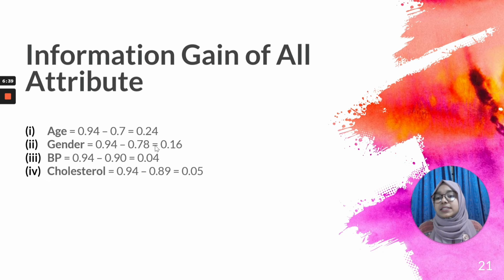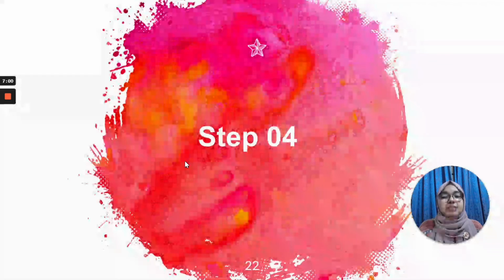Here we can see the largest value is age, which is 0.24. Then the second largest value is gender, 0.16, then the third is cholesterol, which is 0.05, and lastly the value of blood pressure is 0.04. Then go to step 4.